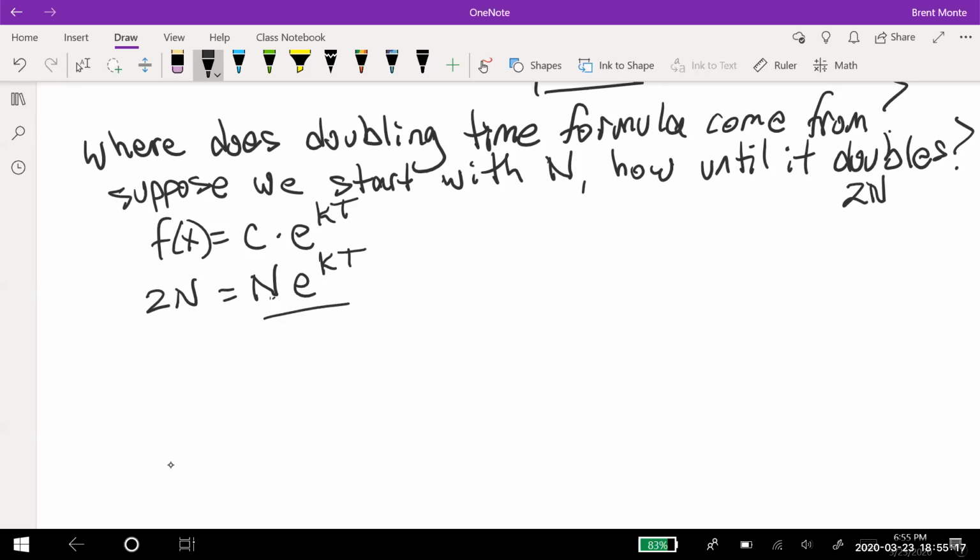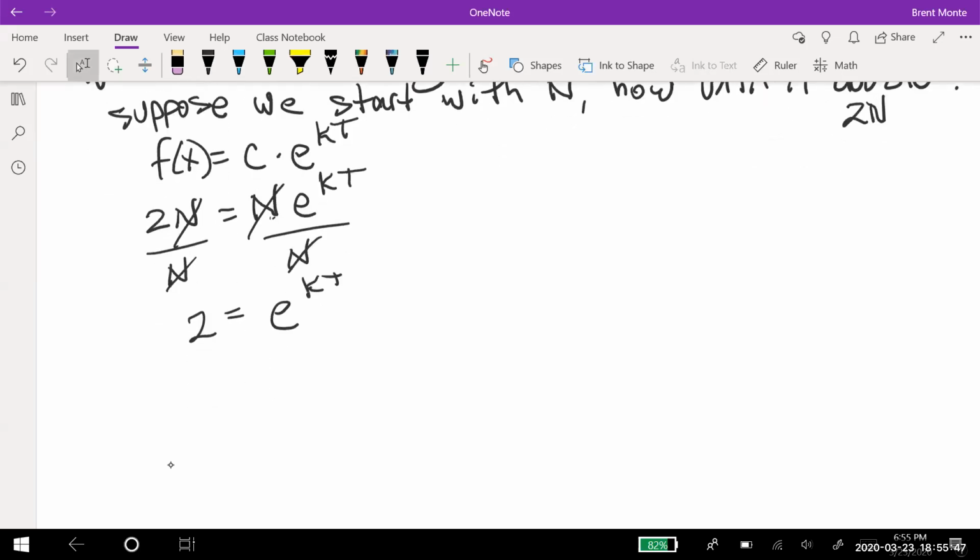Well, to solve this, now I have to do a little algebra. I'm going to divide by n, that cancels this n, but it also cancels that n. And I get 2 equals e to the kt. Notice doubling time has absolutely nothing to do with where you started. If you're looking at money, if you have $1 and it doubles to $2, that's exactly the same rate and time as if you had $1 million and it doubles to $2 million. Doubling time doesn't change based on the amount, it's just based on the rate. That's why the amount canceled out.